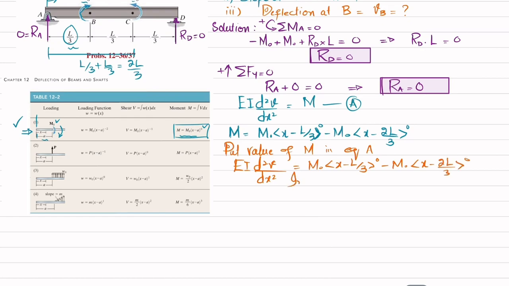So what we will do is that we will integrate this. So integrate it, you will get EI d²v/dx² is equal to M₀ into (x − L/3)⁰ divided by 1, minus M₀ into (x − 2L/3)⁰ divided by 1, plus C1. This is your equation number 1.